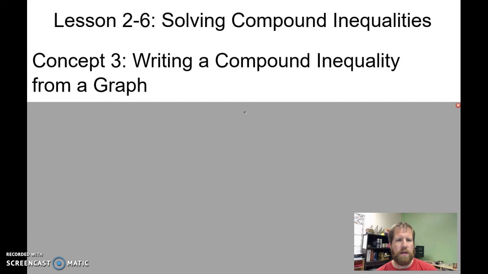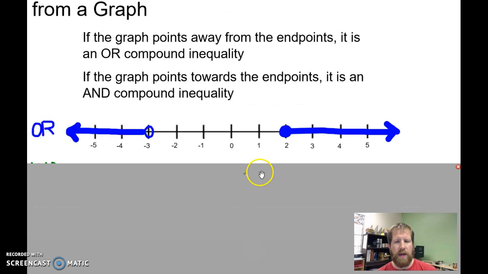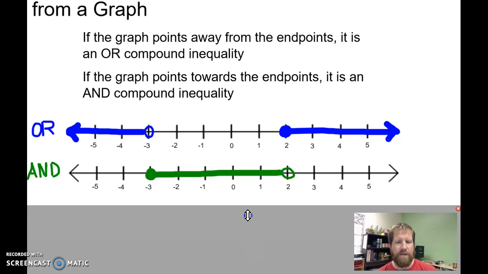Lesson 2.6, Concept 3, Writing a Compound Inequality from a Graph. So when you're looking at a graph of a compound inequality, it should be pretty easy to tell whether it's an OR graph or an AND graph. OR graphs point away from each other. An AND graph overlaps, and so you're looking at just the part of the solutions that overlap, so there's not going to be any arrows.